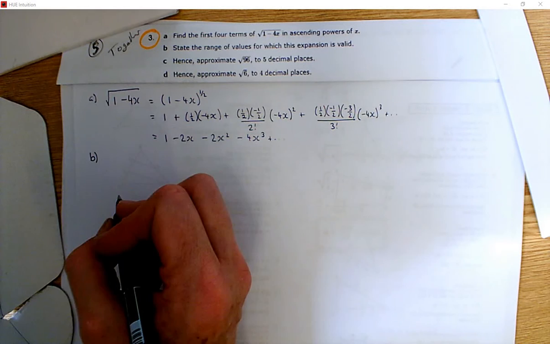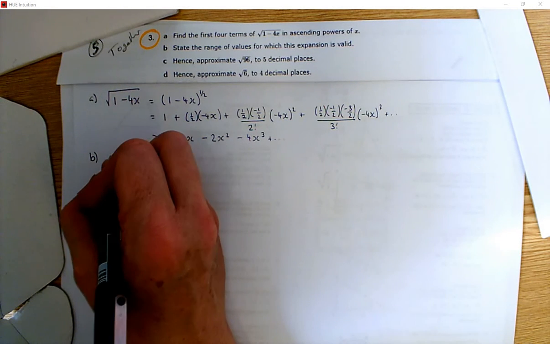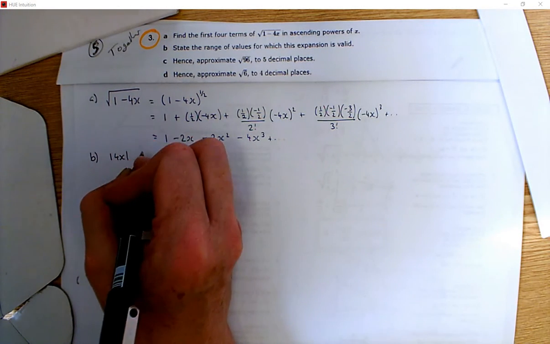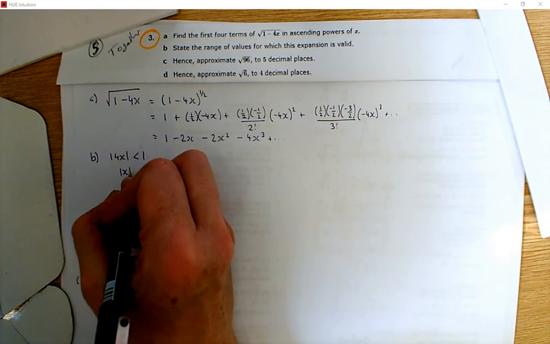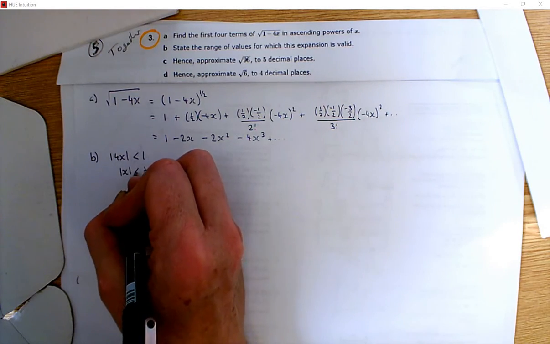So then the second part is to give the range of validity, so we take the version of our x that we had and take the modulus of that and set it less than 1. So that means we would have modulus of x is less than a quarter.